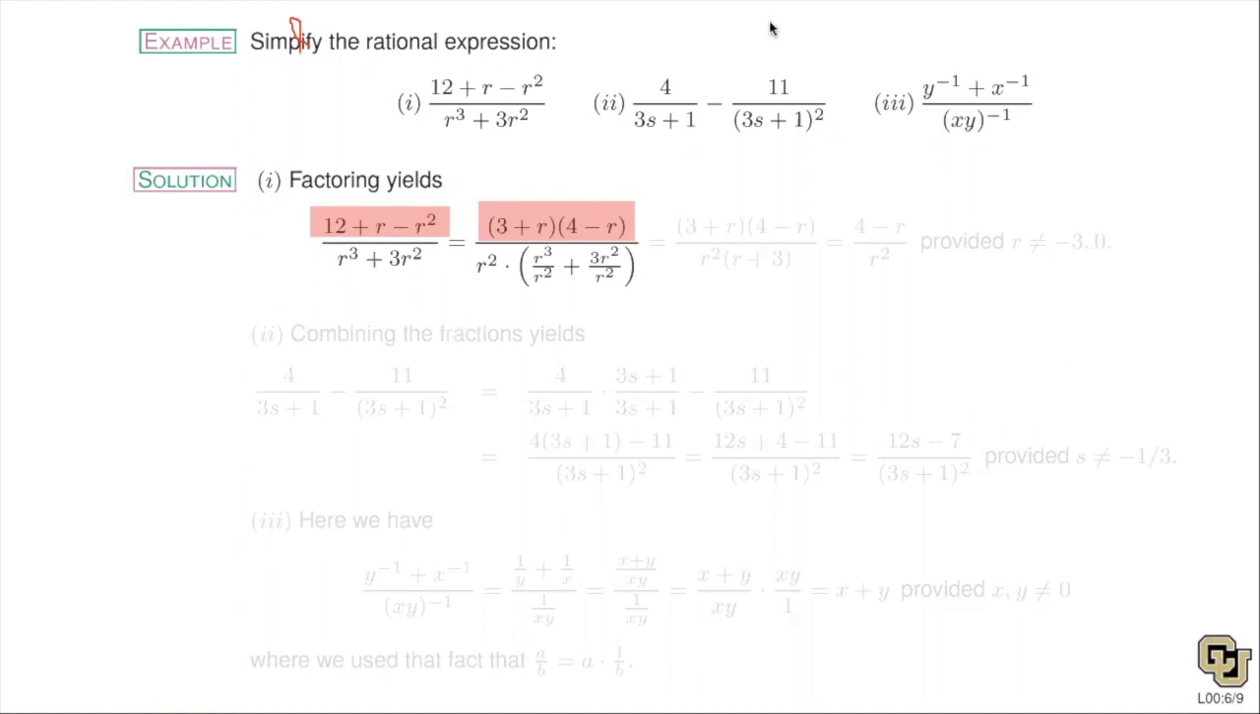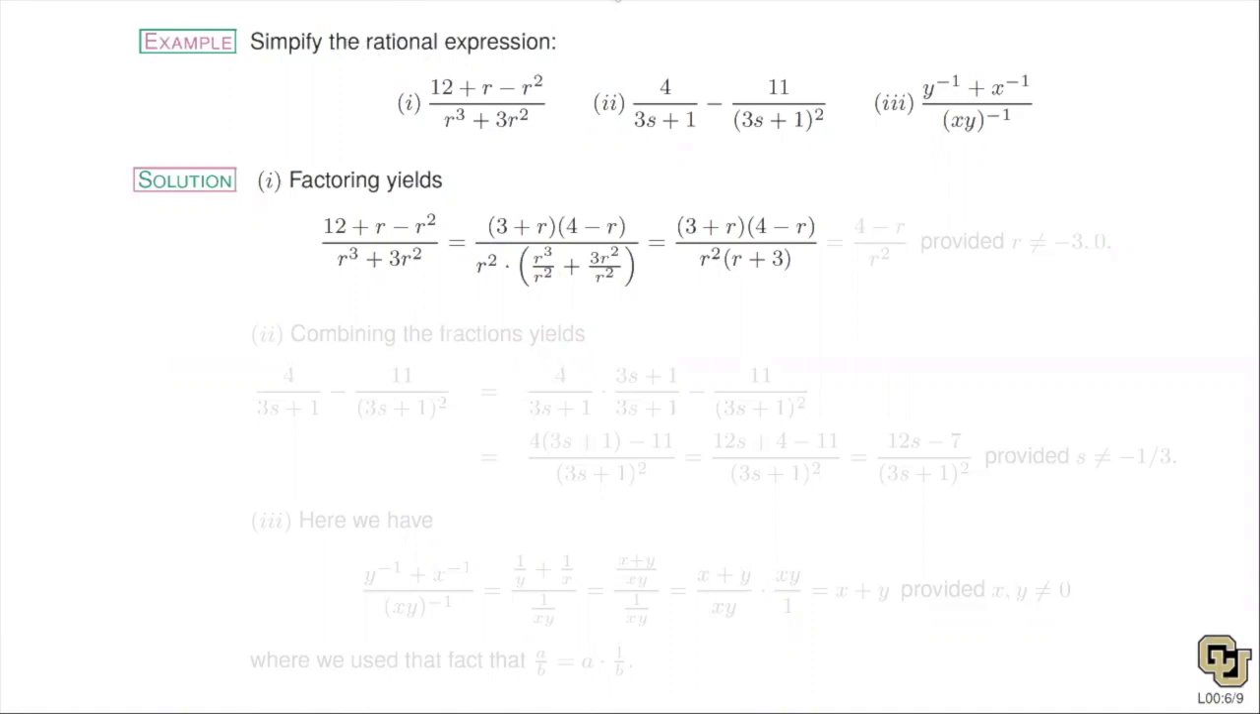In the denominator, there's a common term, namely r squared. So I'm factoring out r squared. Just to remind you, when we factor out something, what that means is we're dividing every term by the term we're factoring out. So here, when I factor out r squared, I have to divide r cubed by r squared, and I have to divide 3r squared by r squared. And so I can simplify the denominator this way. So we've factored out common terms.